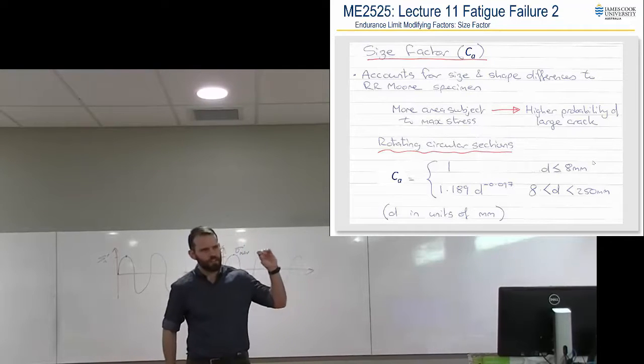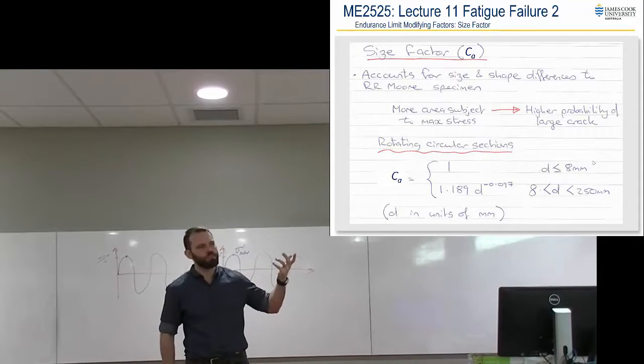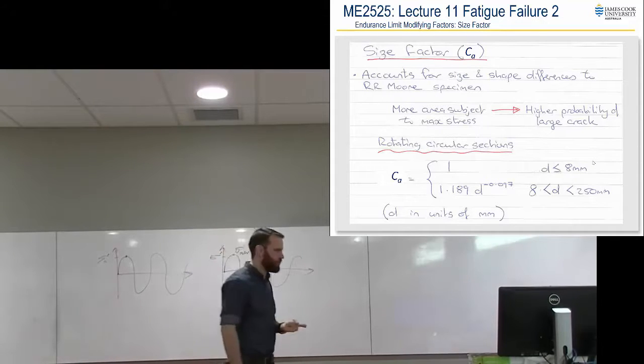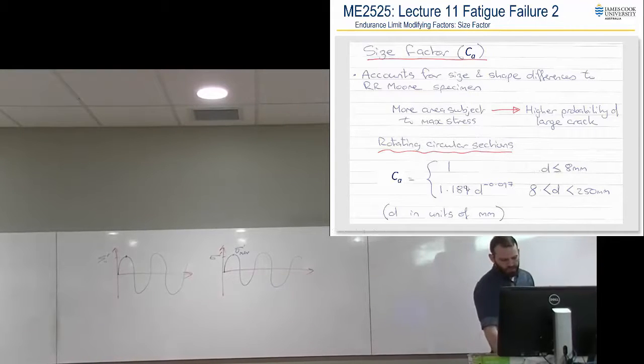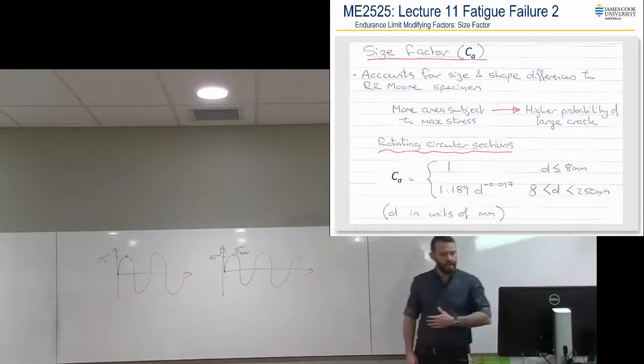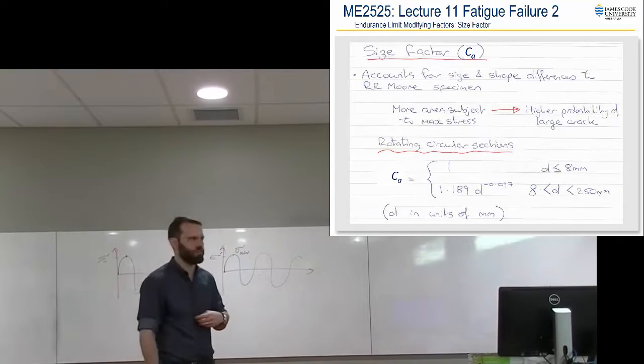So let's say that for RR Moore, the standard says the test diameter needs to be 8 mils. Anything bigger than 8 mils is likely to be more critical. Smaller than 8 mils isn't a problem for us because it's less likely to fail than the test itself. And so you can see that CA equals 1 if we're less than or equal to the same size as the RR Moore test. And it equals this equation if we're between 8 and 250 mils. No information for greater than 250 mils. You can actually calculate that yourself once I show you how.